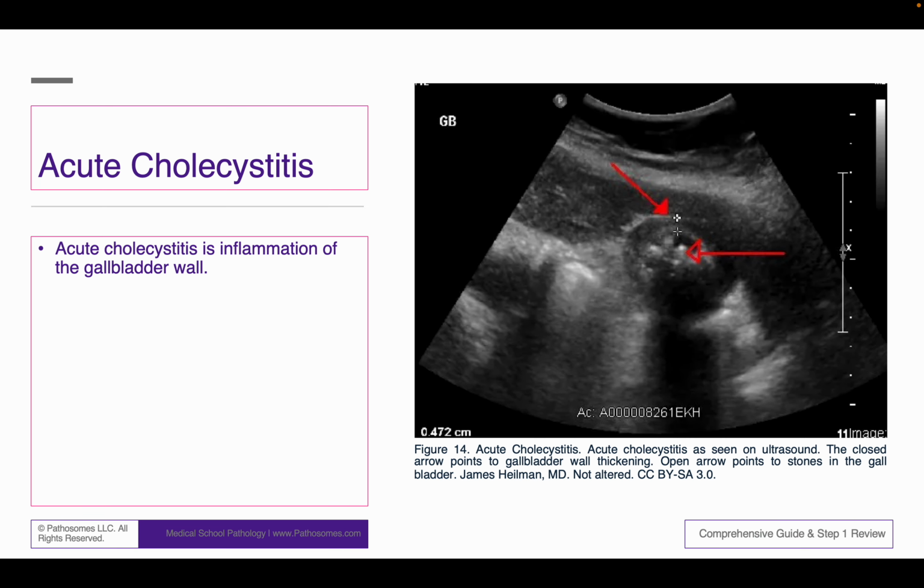Here we have acute cholecystitis, which is the inflammation of the gallbladder wall. We can see that on the right with this ultrasound. Note that the closed arrow points to the gallbladder with the wall thickening, while the open arrow is pointing to the gallstones.